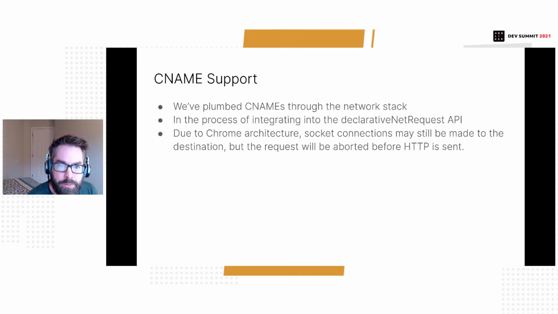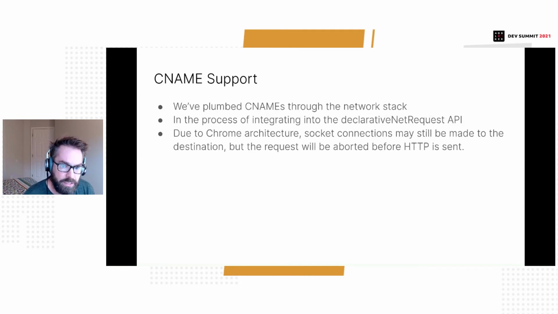All right, so CNAME detection. We know that some sites are using CNAMEs to avoid ad detection logic. We've plumbed the CNAME data through the network stack. So now it's just a matter of figuring out the right way to get it to extensions. It's not necessarily trivial, actually. In Chrome, the socket layer is unaware at connection time of what request it's making a connection for. It's a part of our optimization logic where we just have a ready pool of sockets that we can choose from when needed.